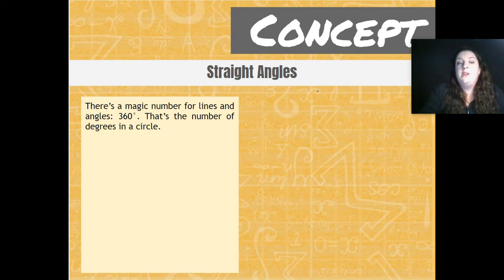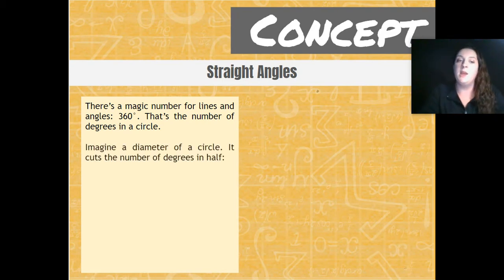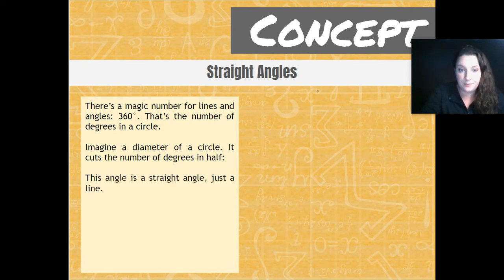So here's the concept, right? Your magic number for lines and angles is 360 degrees. We know that 360 degrees is in a circle. You imagine the diameter of a circle, it cuts the number of degrees in half, right? That makes sense. Everybody knows that. So what does that give you? Well, think about it. What is half of 360? Half of 360 is 180. If you have 180 degrees, that is the degrees of a line. So that angle is also called a straight angle.